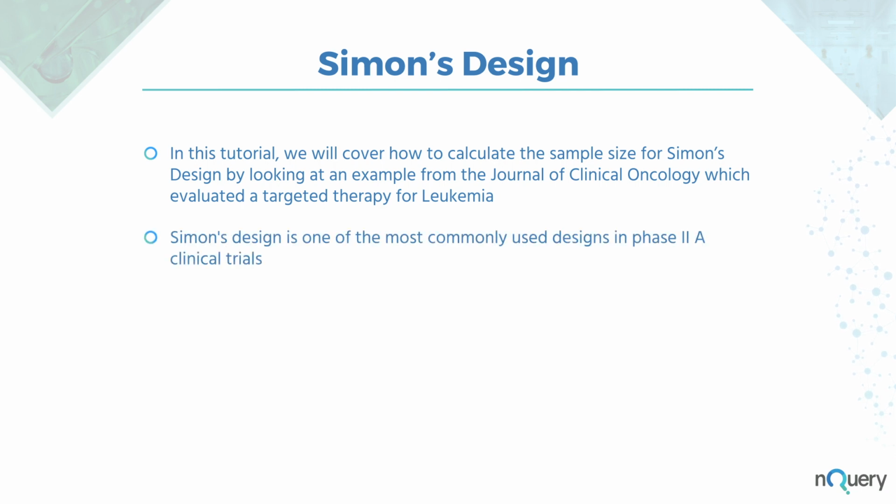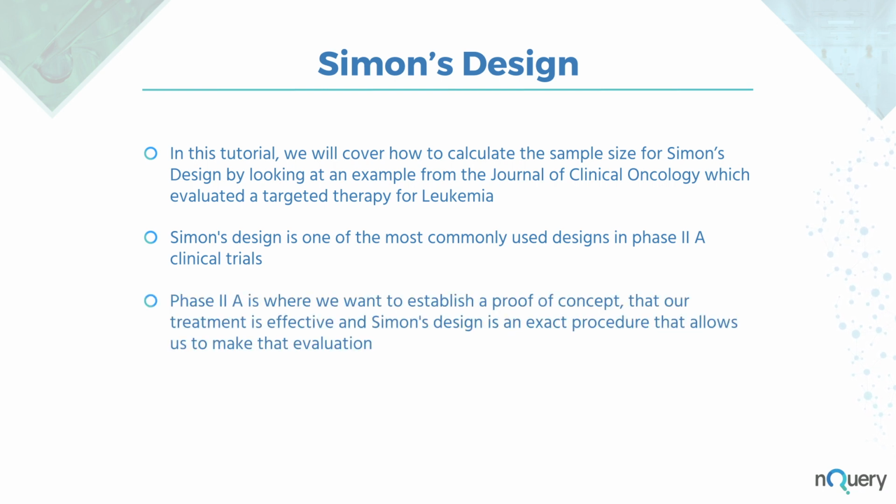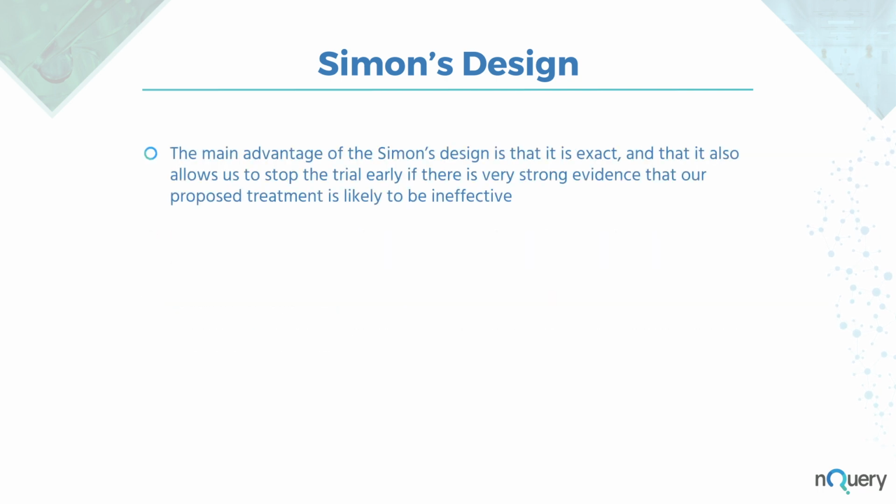Simon's design is one of the most commonly used designs in Phase 2A clinical trials. Phase 2A is where we want to establish a proof of concept that our treatment is effective. And Simon's design is an exact procedure that allows us to make that evaluation. The main advantage of Simon's design is that it is exact and that it also allows us to stop the trial early if there is very strong evidence that our proposed treatment is likely to be ineffective. In other words, stop for futility.